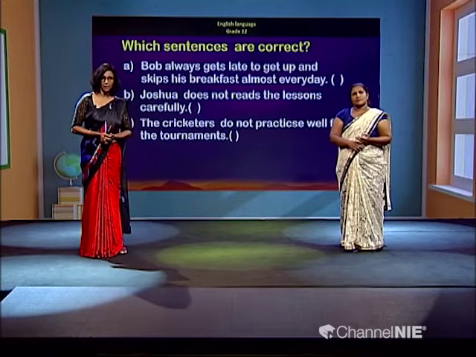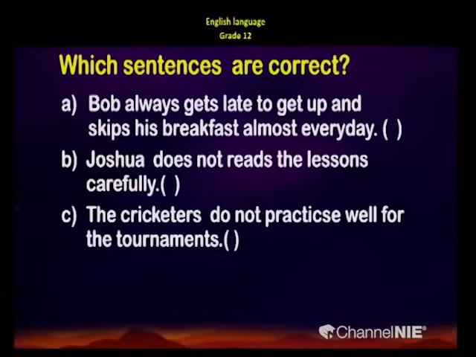Bob always gets late. So is the verb correct or matching with the subject? Bob is singular. So the verb gets is okay there. Late to get up and skips his breakfast. Once again the verb skips with Bob, singular subject, singular verb. So the whole sentence is correct. Bob always gets late to get up and skips his breakfast almost every day.